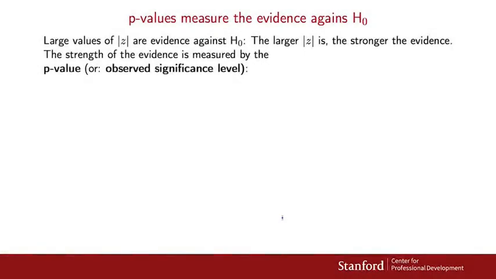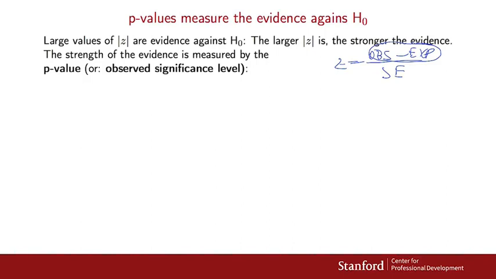The idea of a test statistic, such as the z-statistic, is that large values of the absolute value of z are evidence against the null hypothesis. Why is that? Remember, z is the observed minus expected over the standard error. So if the absolute value of z is large, that means there's a big discrepancy between observed and expected. So the larger the absolute value of z is, the stronger the evidence.